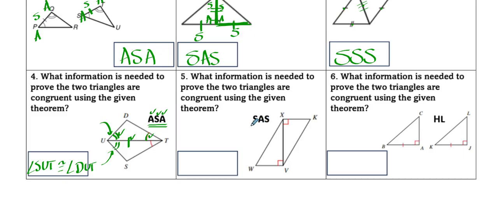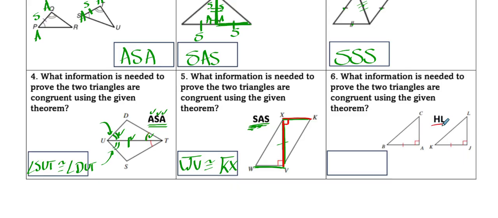Okay, now I want to use side, angle, side. So I have a side here that's congruent to itself. I have this angle. Really means I have to go that direction with it. It's side, then an angle. I have to go to the next side over here. That's got to be WV. It's congruent to, same kind of pattern there, WV, KX. We have a side, an angle, and a side.